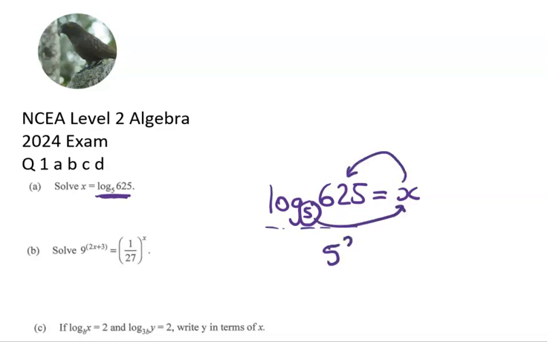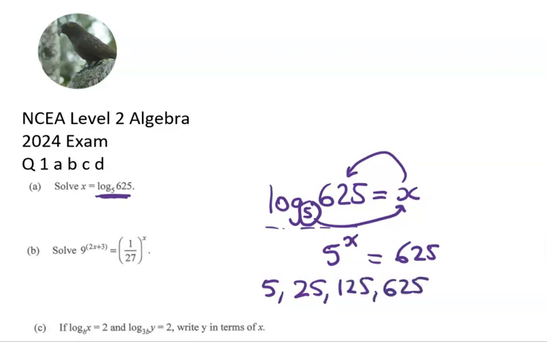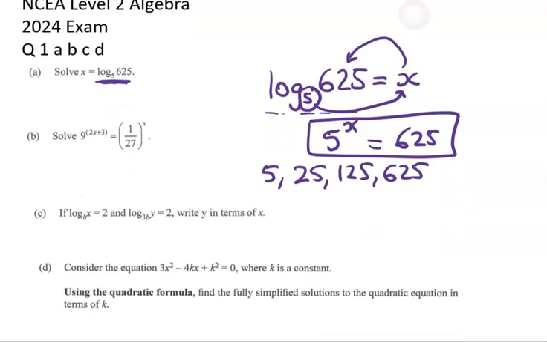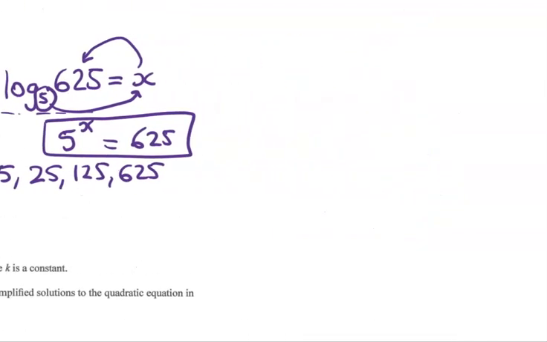So we have 5 to the power of x is equal to 625. If you know your powers of 5, this is one that you can do straight away and get to x equals 4, because we have 5 squared is 25, 5 cubed is 125, and 5 to the power of 4 is 625. Now, if you couldn't do that straight away, there is a way that you can do this by taking logs of both sides.